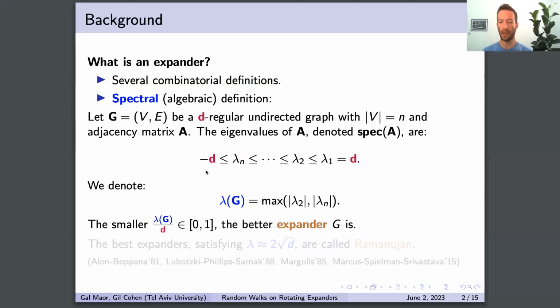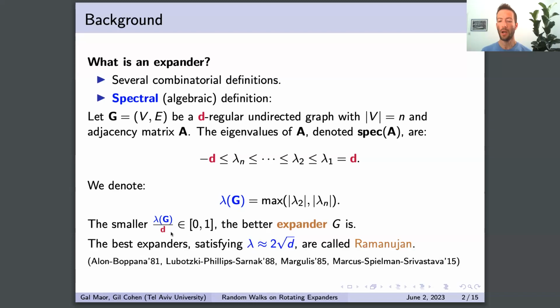And we have this magical number, lambda of G over D, which is a number between 0 and 1, which we call the expansion of the graph. The smaller it is, the better expander the graph is. And this number is closely related to the aforementioned vertex and edge expansions. And most notably, it is the rate of convergence of random walks on the graph. Now, the best expanders are called Ramanujan graphs, and they satisfy lambda roughly equals 2 square root of D. It is actually 2 square root of D minus 1, but I'm writing it this way to keep notations shorter here.